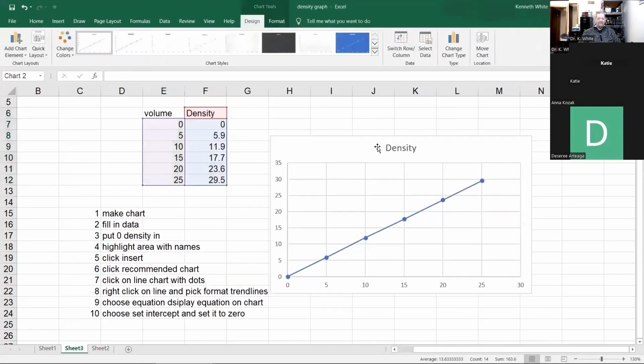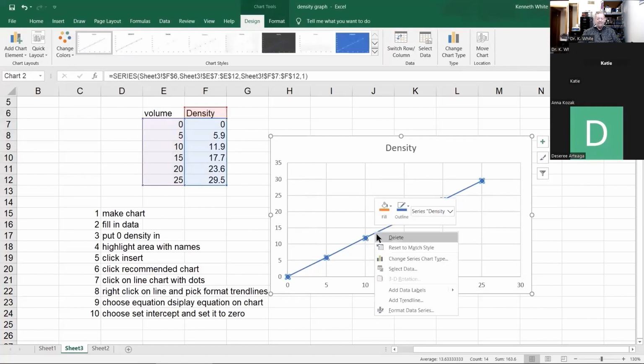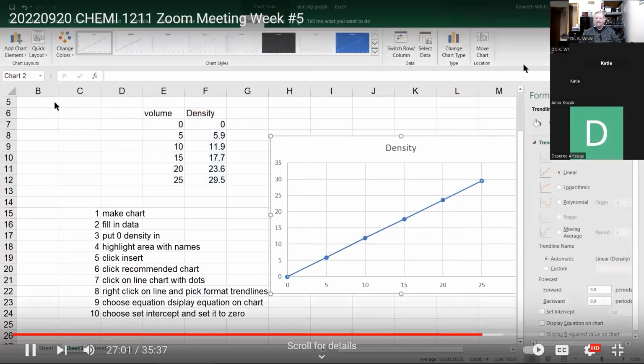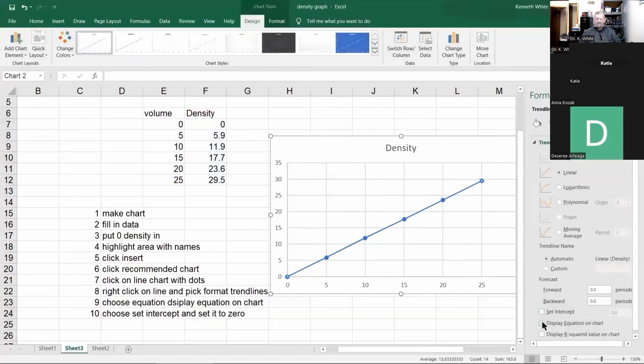And here's my chart. Now, here's the important thing you've got to know how to do. Click on the line, and then right click and scroll down to add trendline. Click on that. Where it says display equation on chart, click on that. And where it says set intercept, click on that. And the number in the box should be 0.0.